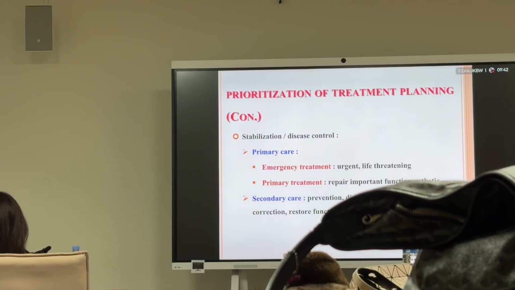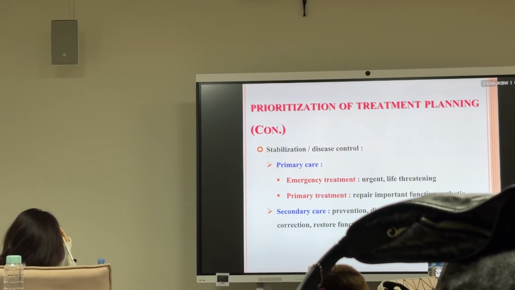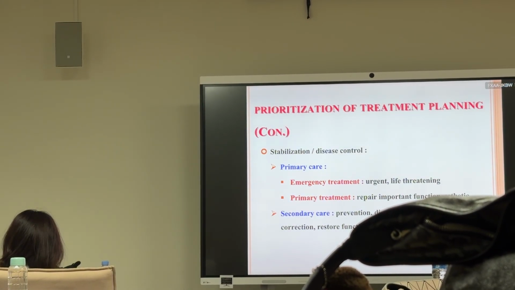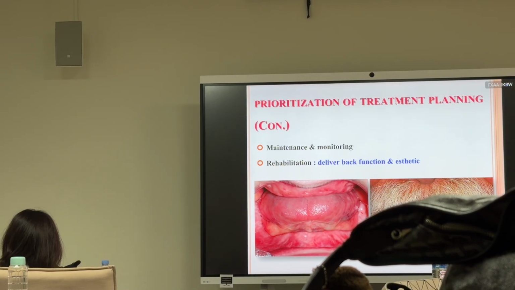For stabilization and disease control, the primary care, maybe you need to do this first. Some cases come with emergency treatment. Emergency means urgent or life-threatening. Primary treatment is not urgent, but they need to repair important function or aesthetics. And the secondary care is prevention, disease control, minor aesthetic correction, or restoring function. For example, maintenance and monitoring, and rehabilitation.